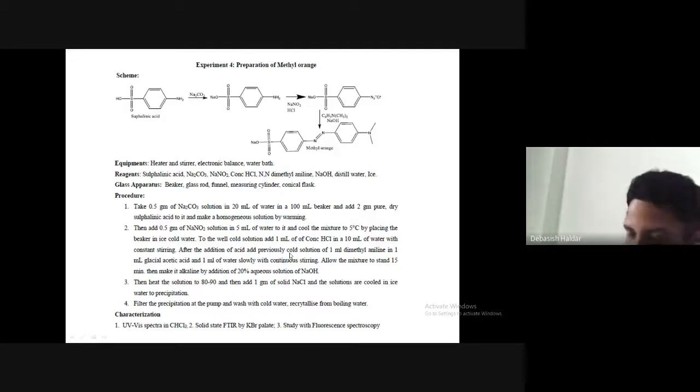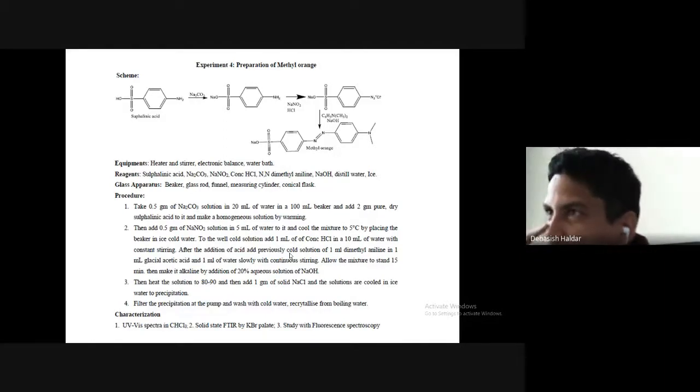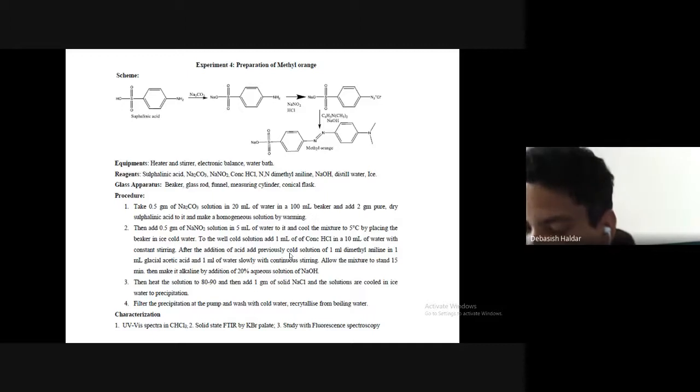Okay. So, good afternoon, students. Today we are going to synthesize methyl orange. As you know, methyl orange is an indicator. It's a very important indicator for acid-base titration. Its distinct color in acid is orange or red, and in base it is yellow. Though it does not give a range of colors in between, for acid-base titration this is very important.